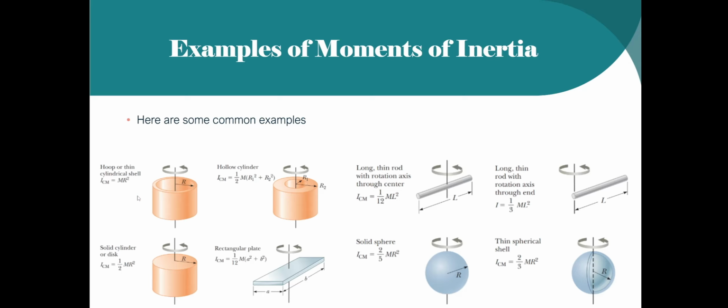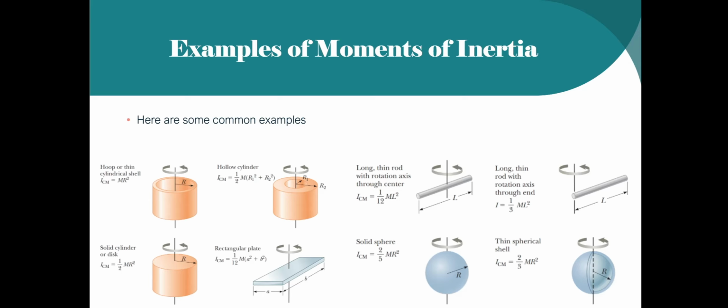Now, a hoop or a shell is different than a solid cylinder or a disc, right? So we have a hollow interior. Here we have a solid cylinder, or if you took a very small slice, you'd have a disc. That mass is now distributed all the way from the center all the way out. So all of its mass is not at the outer rim.